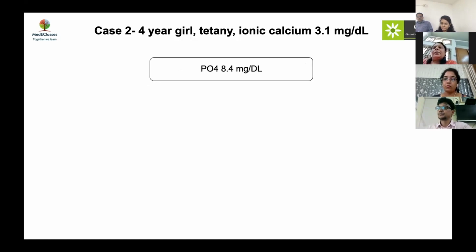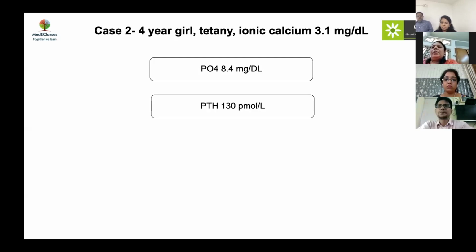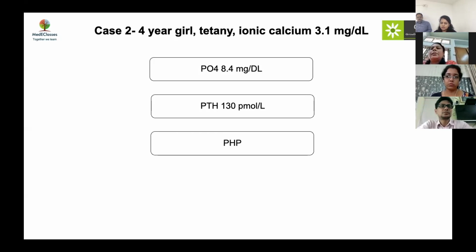So this is the second case, a 4-year-old girl with a history of tetany, and the ionic calcium level was 3.91. Dr. Pradeep has already mentioned the age cutoff levels of the ionic calcium: in infancy less than 4, in childhood less than 4.4, and in adulthood or adolescence less than 4.6 is considered as hypocalcemia. Her phosphorus level was 8.4 and PTH was 130. Based on hypocalcemia and high phosphorus, PTH was advised, which was higher, and she was diagnosed with pseudohypoparathyroidism. So Sonal ma'am, do you agree with this diagnosis?